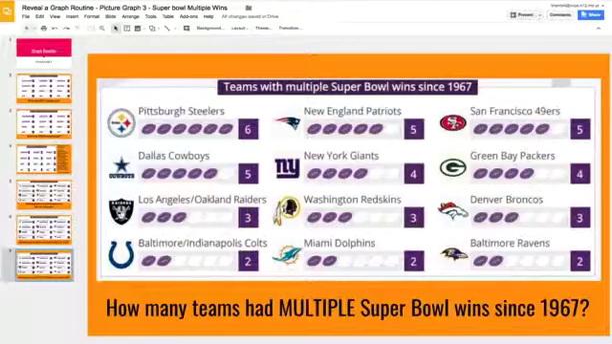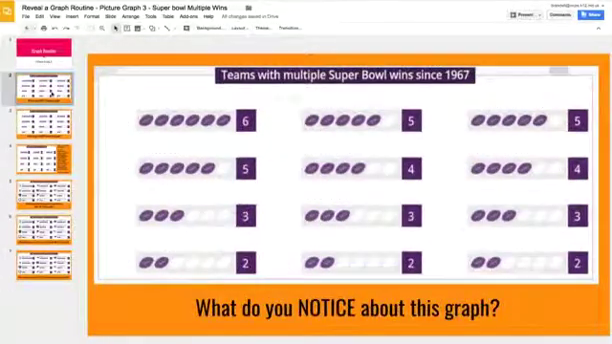Another example, just in time for the Super Bowl today, is this picture graph. It talks about the multiple Super Bowl wins since 1967, and the first graph on this particular one eliminates the team. So I think the kids will have a lot of fun with this one.